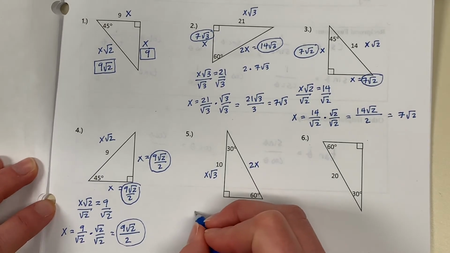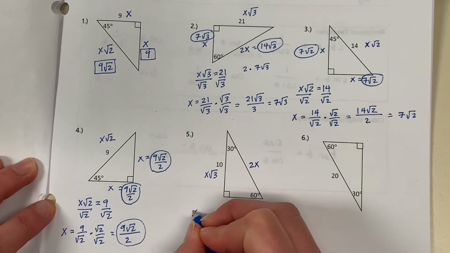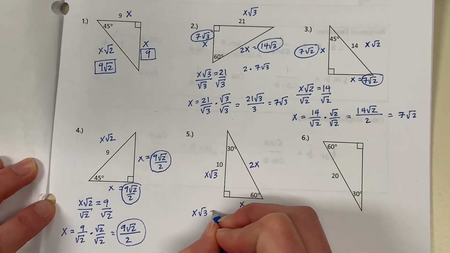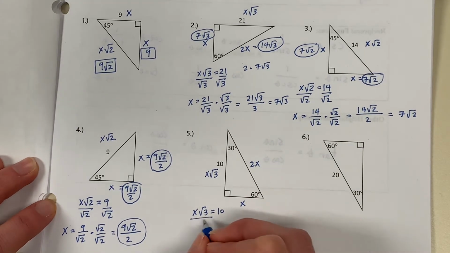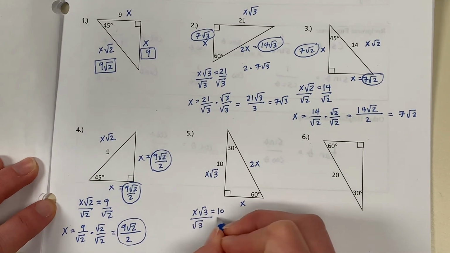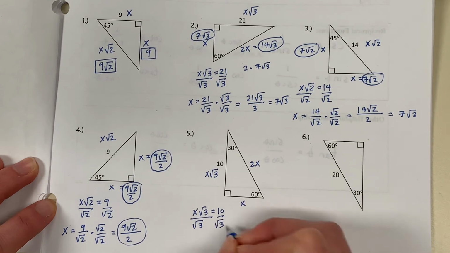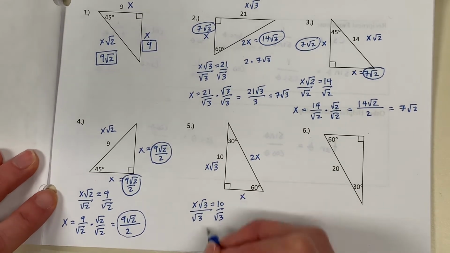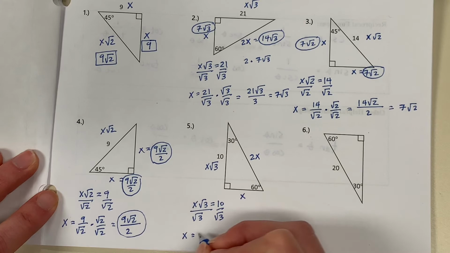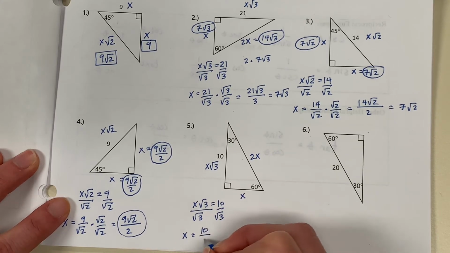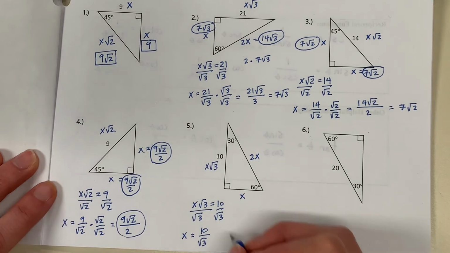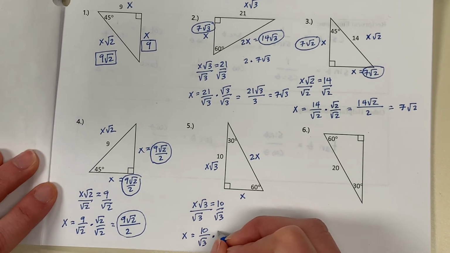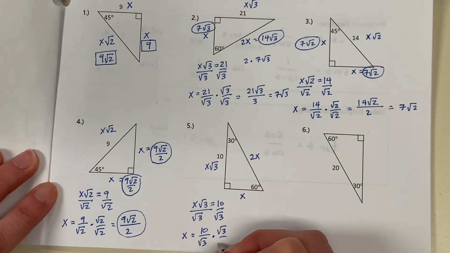Okay, I know the longer leg is 10, so I'm going to take x radical 3 and set this equal to 10. To solve for x, I divide both sides by the square root of 3. So x is equal to 10 divided by radical 3. And I cannot keep a radical in my denominator, so I'm going to multiply the numerator and the denominator by radical 3.